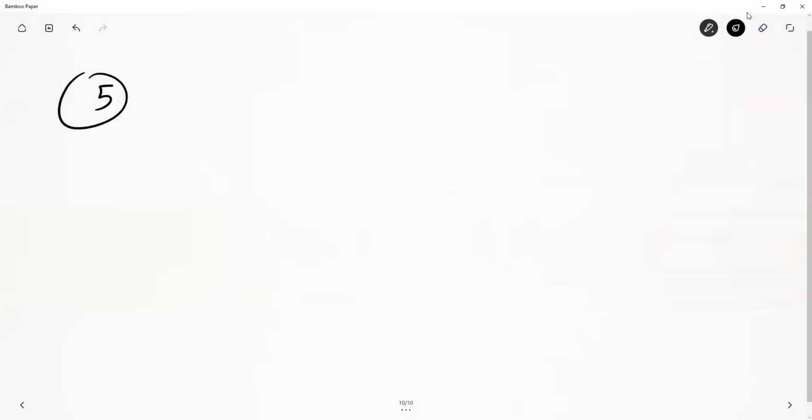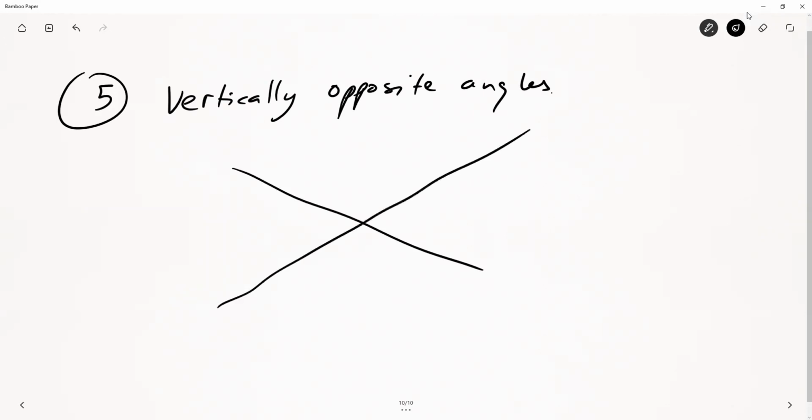Now, the fifth property that I consider also important is vertically opposite angles. Now, basically what we have here is just two intersecting lines like this, and we can see here this angle and this angle, they are equal because they are vertically opposite. And also this one and this one, they are also equal because they are vertically opposite angles.